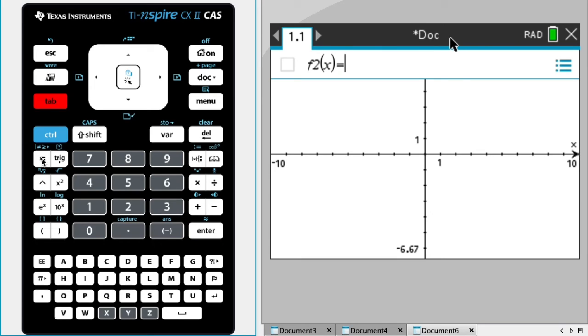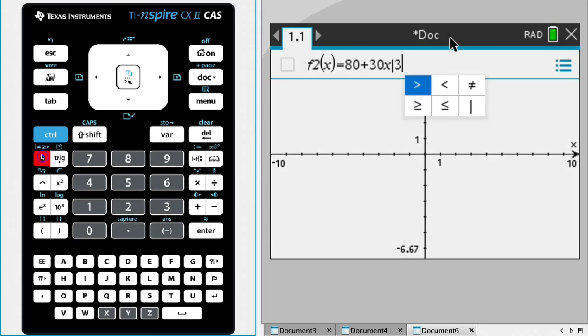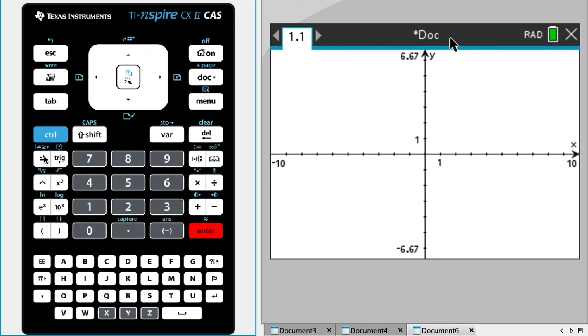Tab. I'm now going to do the second line segment. 80 plus 30x. I'm going to do the same thing with the with command. With, and this time I'm going from 3 up to 8. So 3, control equals, less than or equal to x, control equals, less than 8. Press return. Now I'm going to make the graph visible.